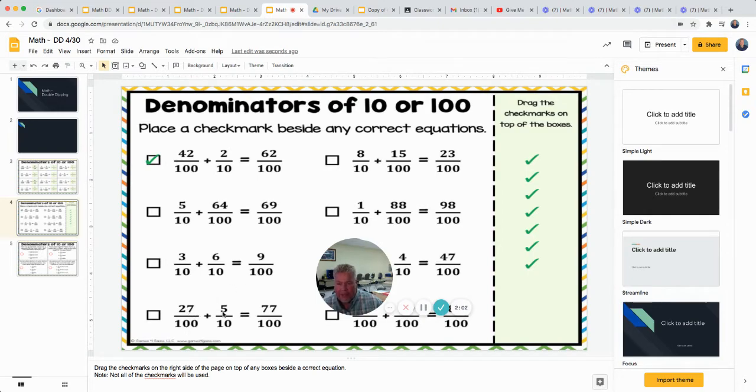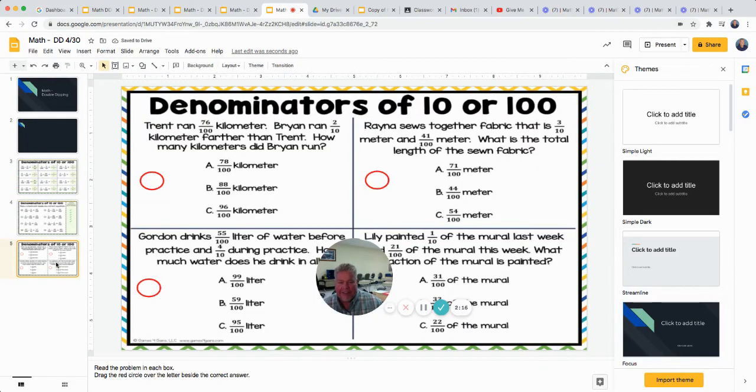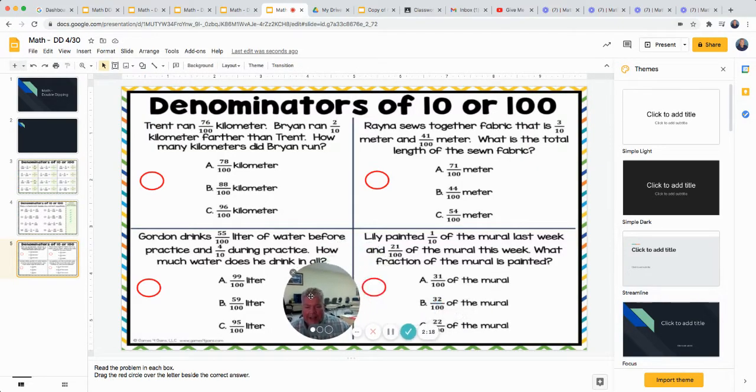27 hundredths plus 5 tenths equals 77 hundredths. 5 tenths would be 50 hundredths. 27 plus 50 would be 77 hundredths. So I do put a check mark on that one. I just did half that slide for you. You finish the rest. The last slides are word problems. So you probably need pencil and paper to work these out.